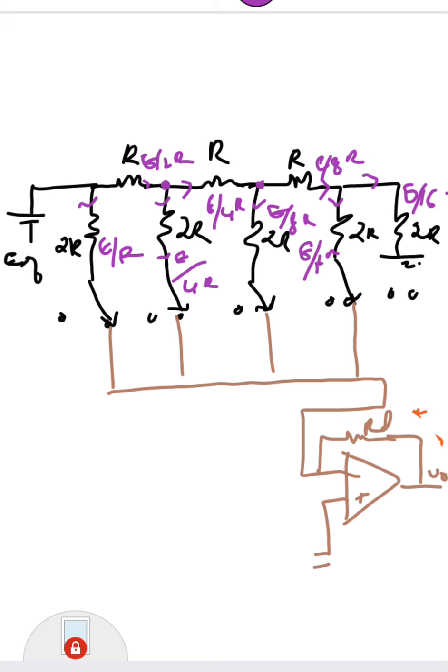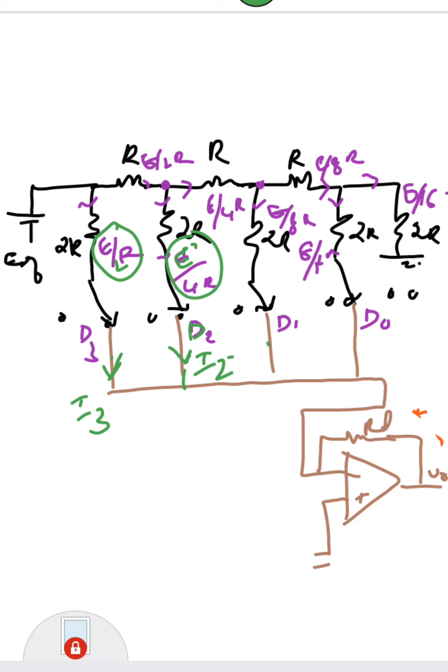So this is D3, D2, this is D1 and this is D0. Okay. So the current flowing here, let me call I3. This I3 is equal to E by 2R. And this current flowing through D2, let me call I2, and this I2 is equal to E divided by 4R. This is I1, which is equal to E divided by 8R, and this is I0, which is equal to E divided by 16R.